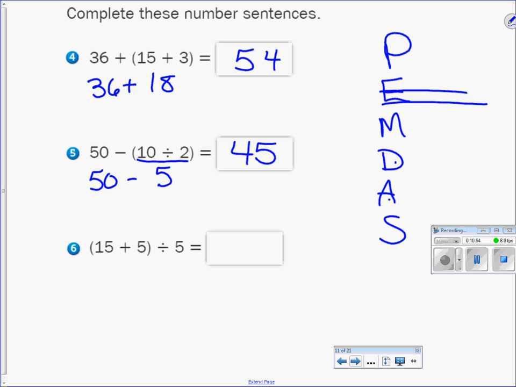Okay? On my next one, number 6, I have parentheses, so I'm going to do them first. 15 plus 5 is 20. 20 divided by 5. Once again, boys and girls, make sure you put your new equation below it. 20 divided by 5 equals 4. That way you remember what it is that you're doing.